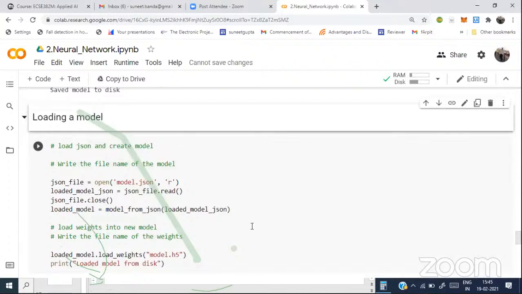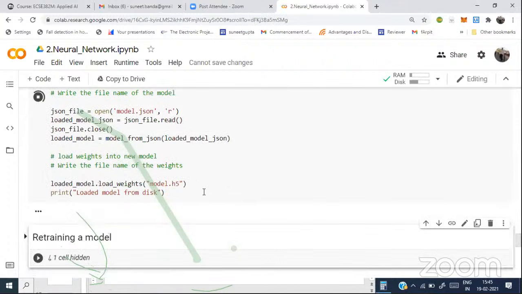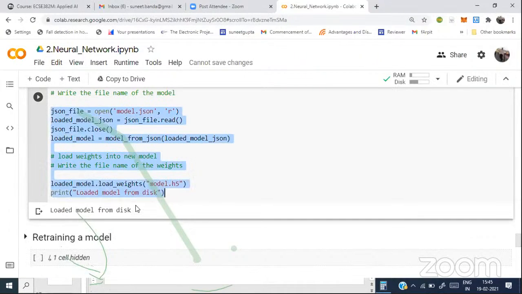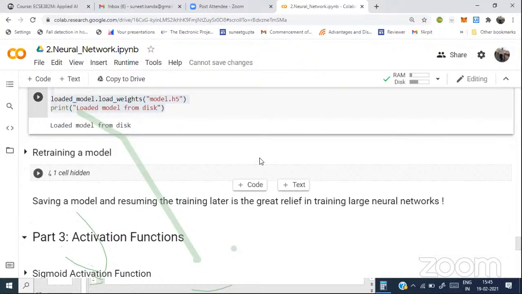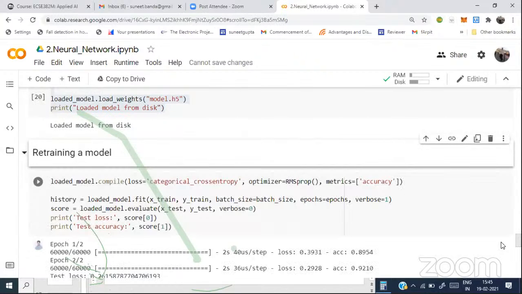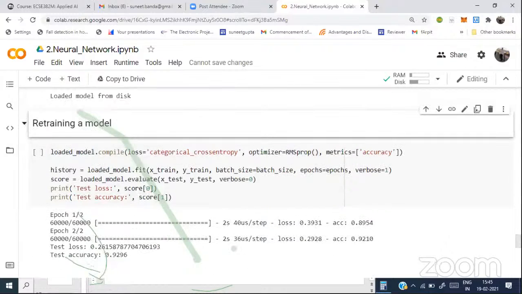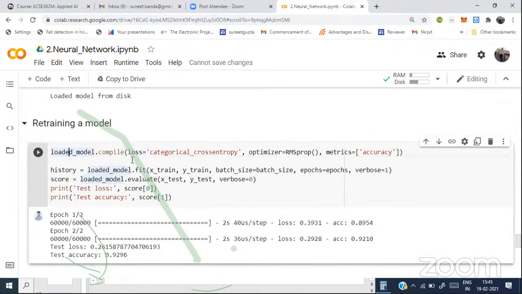Now what is the next turn? The next is loading a model. Suppose you want to load the model, then you can see it's predefined and fixed code. With the help of this code, you can load any model. After that, if you want to retrain the model, whatever model you have loaded, you have to pass a couple of parameters to that model, and you can retrain it.